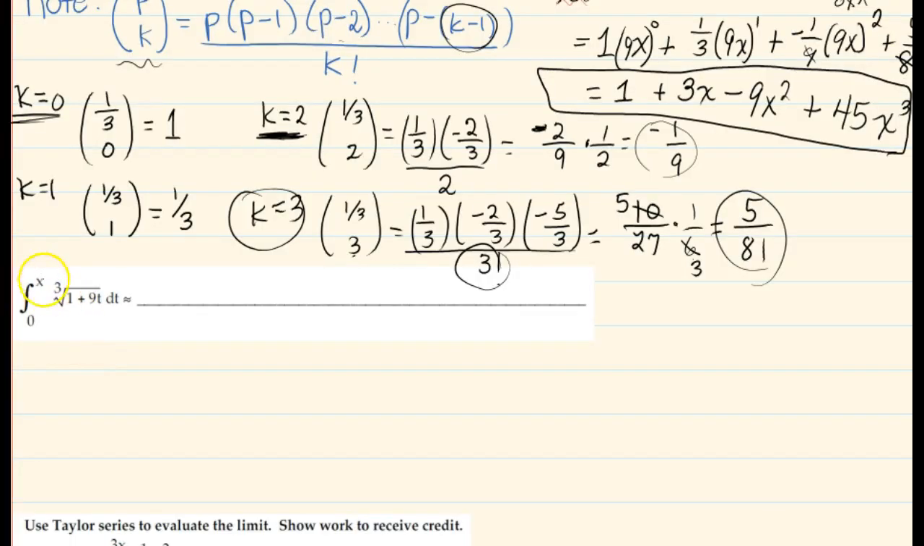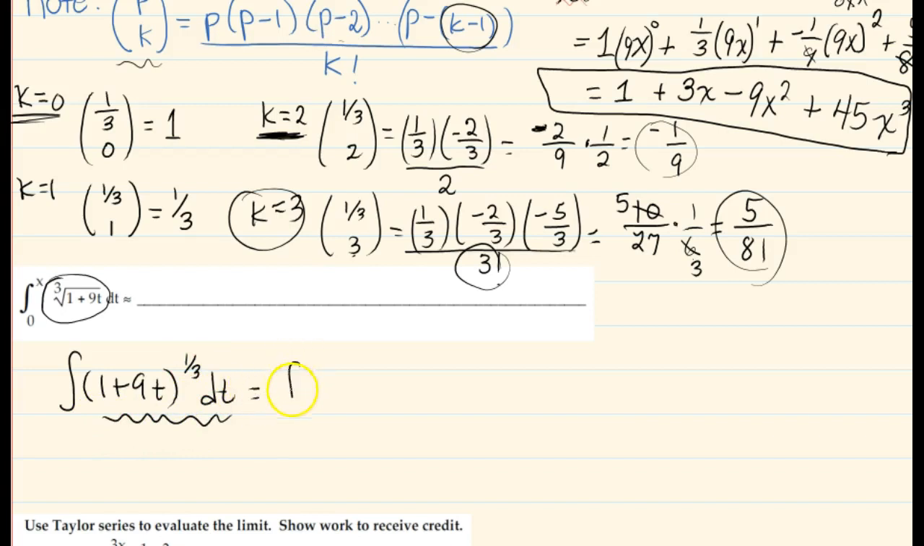So since we already have a binomial representation for this, what we want to do is find the integral of 1 plus 9t to the 1/3 dt. We have this already estimated, so we're going to take the integral of 1 plus 3x minus 9x squared plus 45x cubed dt. Sorry, I guess all of these should be in t's, so let me do that. So we're going to take our integral of this.